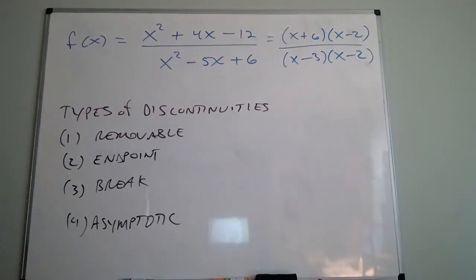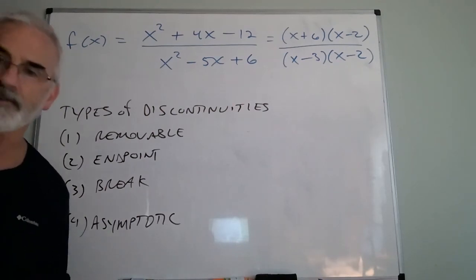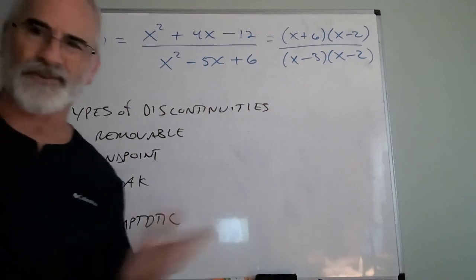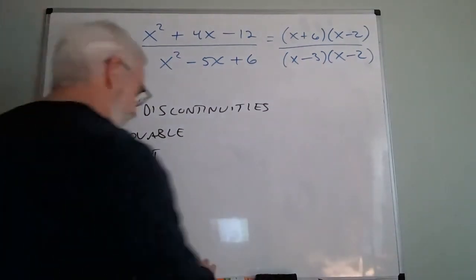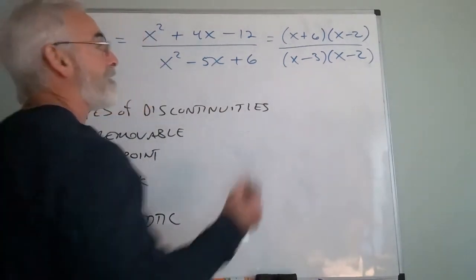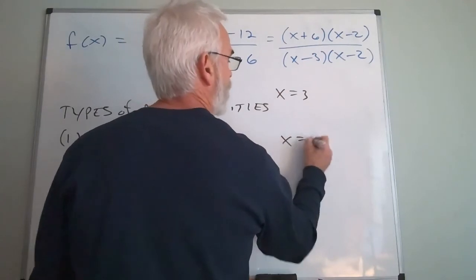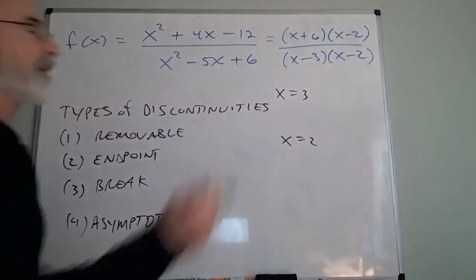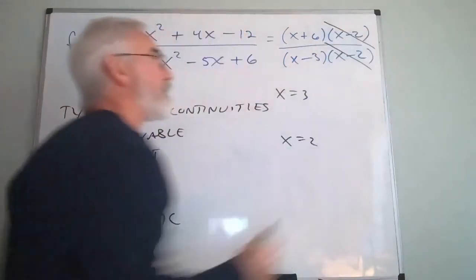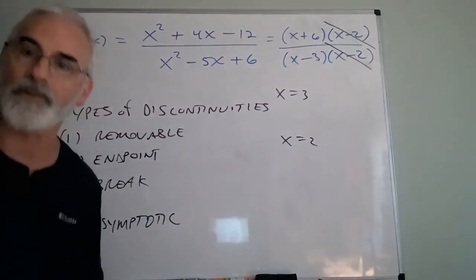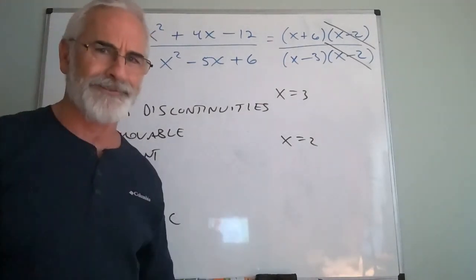Now, do we care where the numerator is 0? No, we only care where the denominator is 0. Where the numerator is 0 isn't the problem. The problem is where the denominator is 0. So where is the denominator 0 here? Well, let's see. I have x equals 3. I have x equals 2. But so wait, I can cancel these guys. You're right. I can remove x equal 2 from the problem as being an issue.